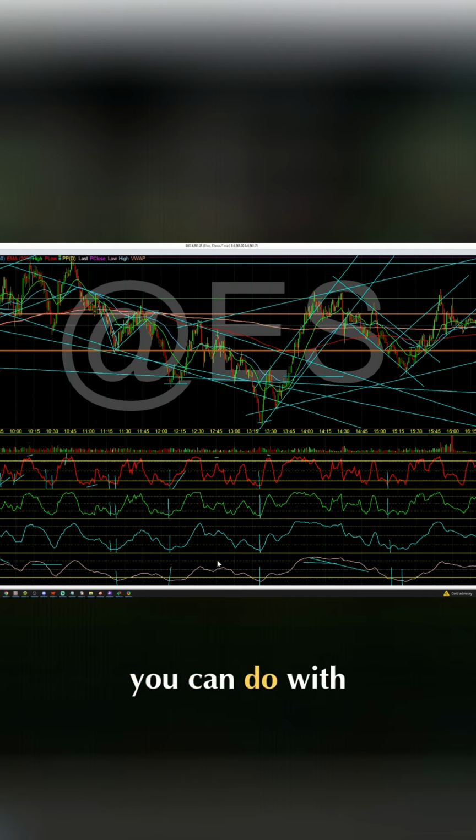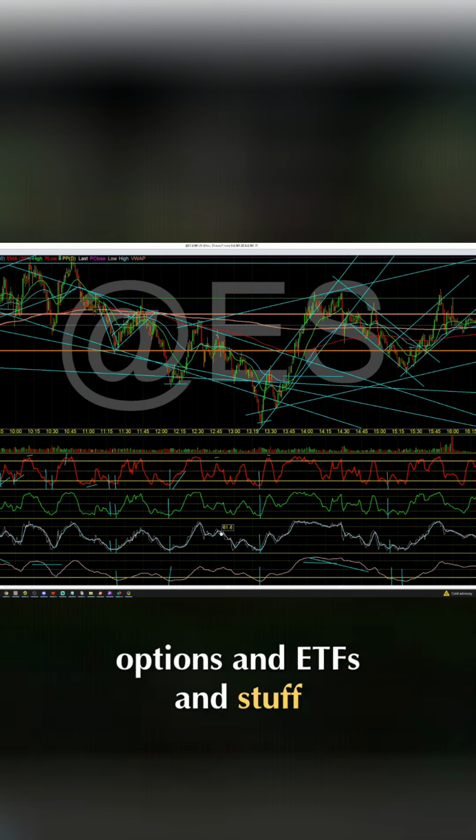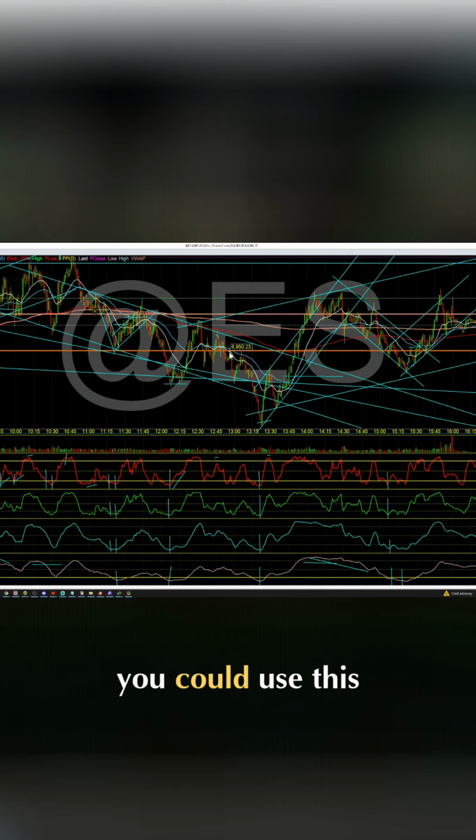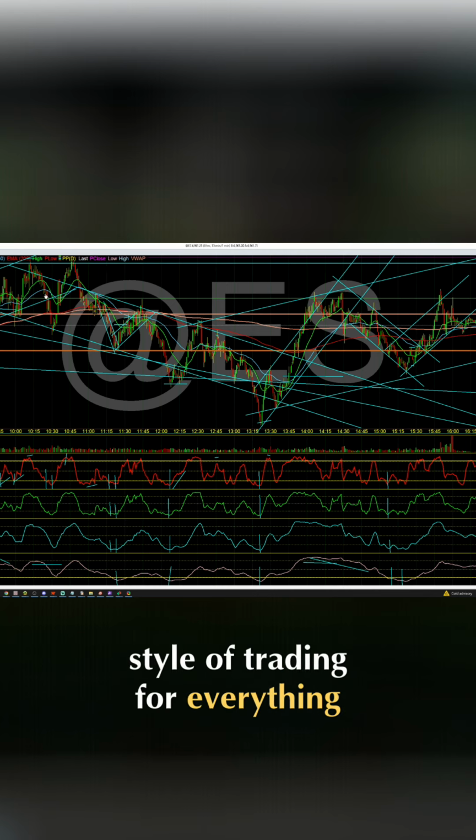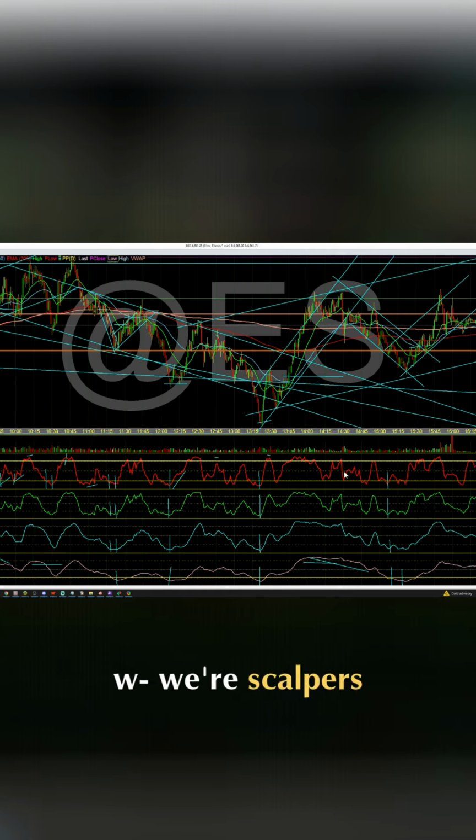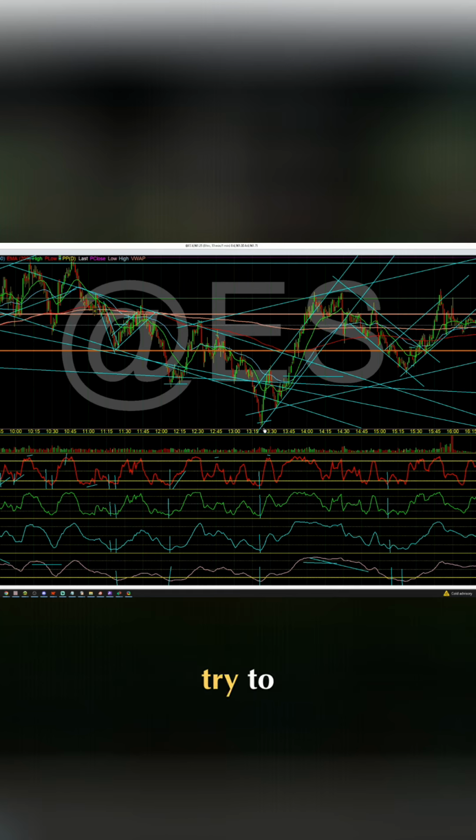you do with stocks, you could do with options and ETFs and stuff. So it's pretty much you could use this style of trading for everything. And we're scalpers during the day. I call myself an income trader.